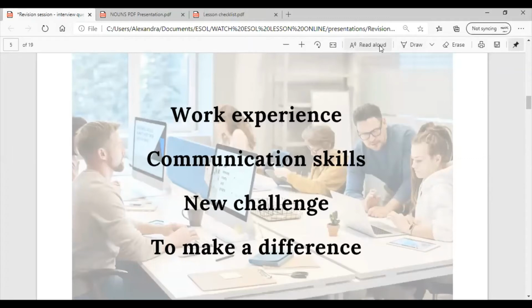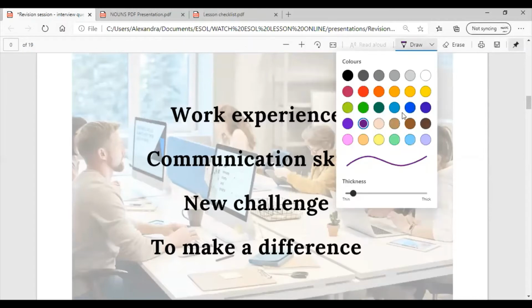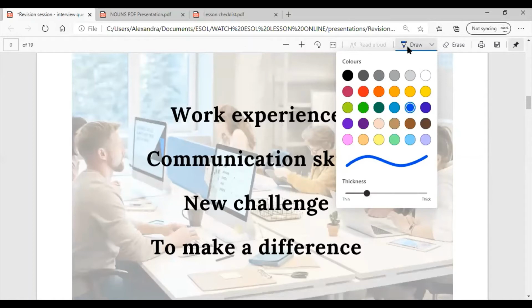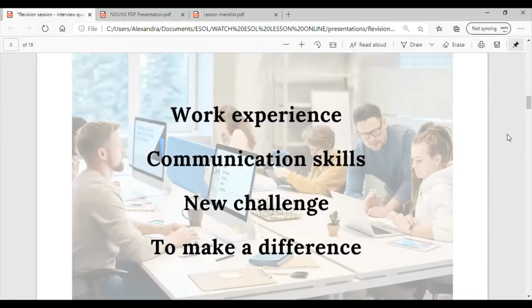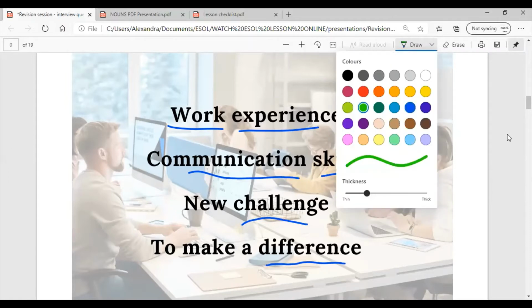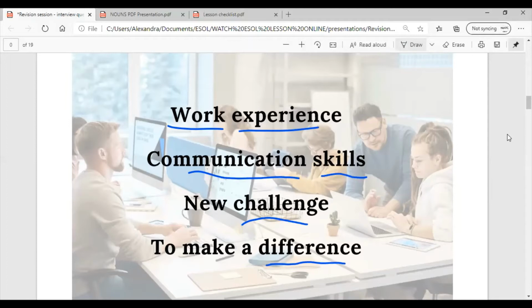Okay, so we'll look at these same topics again. So we're going to look for our nouns. Work is a noun. Experience is a noun. Nearly all of them are nouns. Communication is a noun. Skills is a noun. Challenge is a noun. Difference is a noun. And then our verbs, which are doing words. We've got make. Make is a verb.